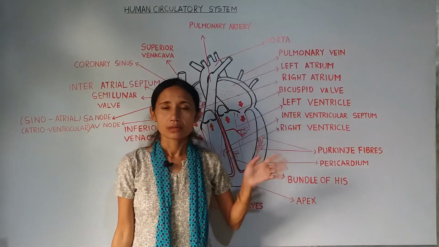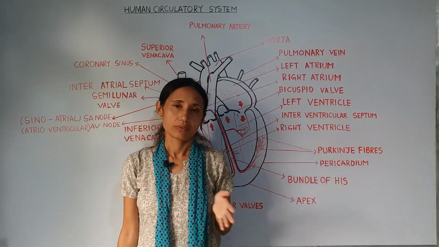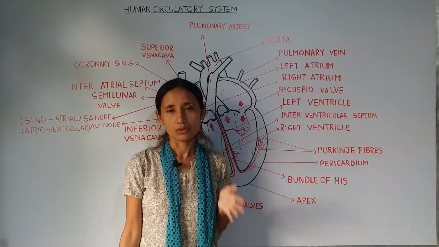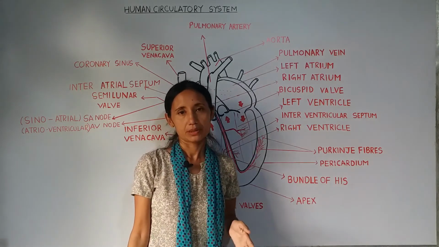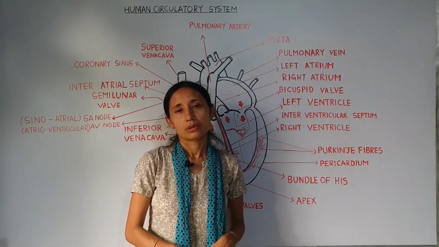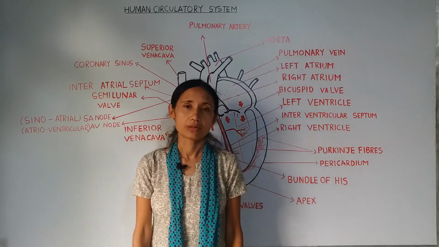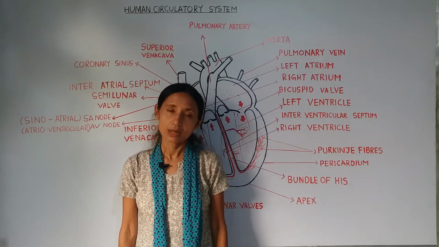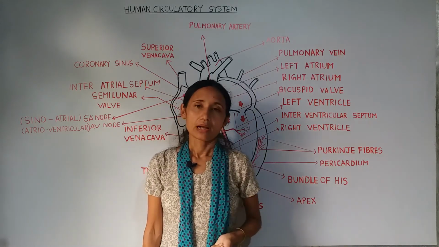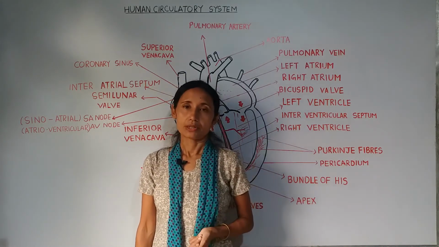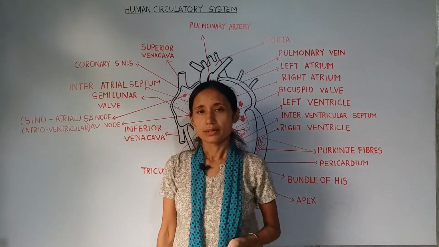So this artery, the systemic aorta, will take away the oxygenated blood, or the blood rich in oxygen, and it will be distributed to different parts of our body, different cells and tissues, and it will help in what? Cellular respiration. Okay, so this is about the circulation.